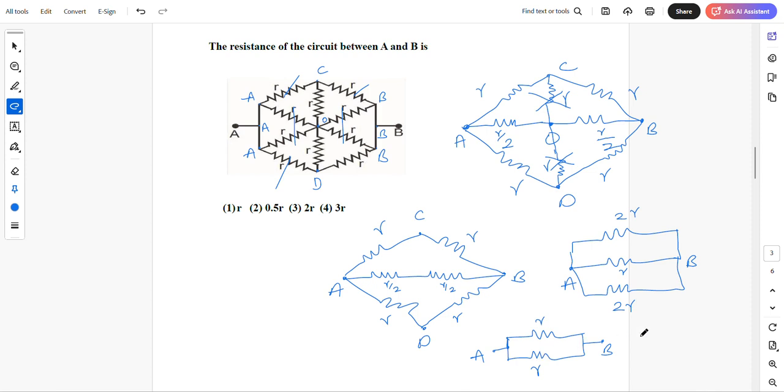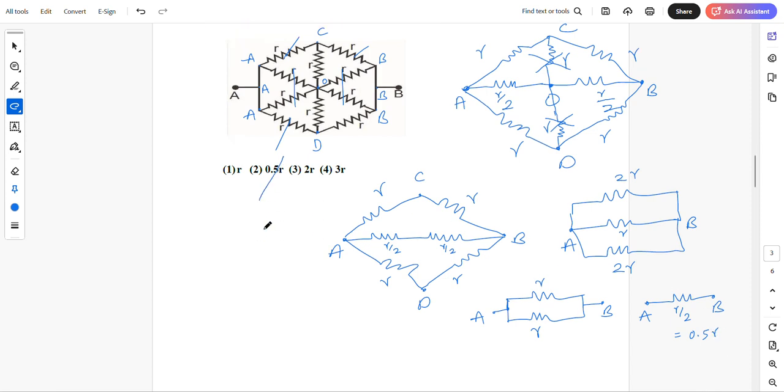What is the equivalent resistance between A and B? Equivalent resistance between A and B is how much? R in parallel with R is R by 2. That is nothing but 0.5 R. That is the right answer. Next question.